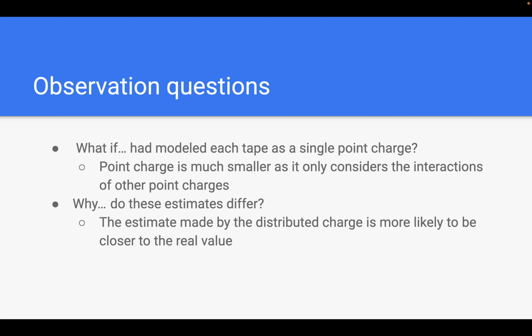And then the estimates differ because the estimate of the charge produced by the distributed charge model is likely to be closer to the real value since it more closely resembles real world conditions instead of just using a point charge.